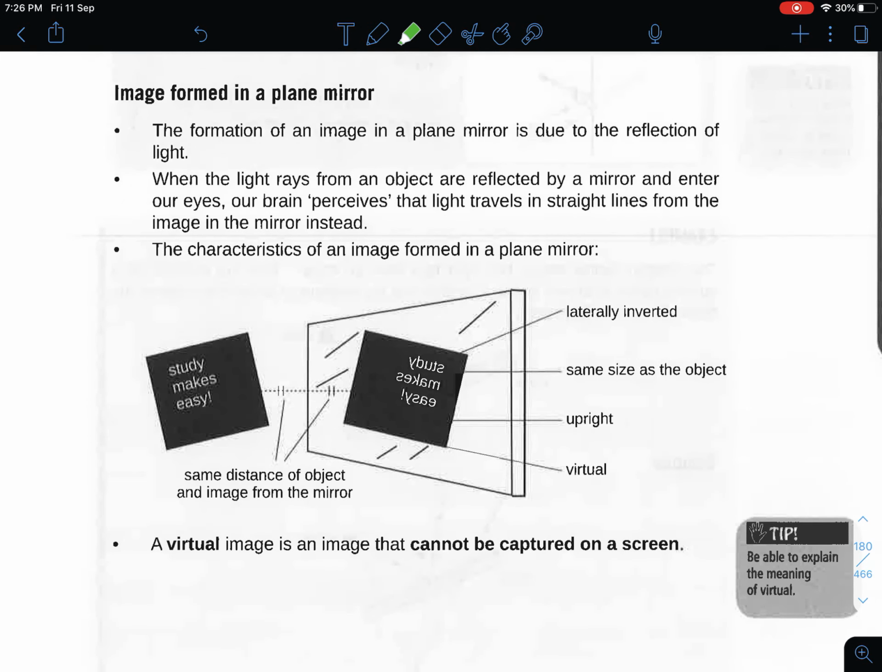Now, the image formed in the plane mirror is due to the reflection of light. So when the light rays are reflected by the mirror, they enter into our eyes, in which the image formed in our eyes tends to be inverted. And in this case, your brain would actually switch it back so that it will be upright. So this is the characteristic of an image formed in a plane mirror, and a virtual image is usually an image that cannot be captured on a screen.